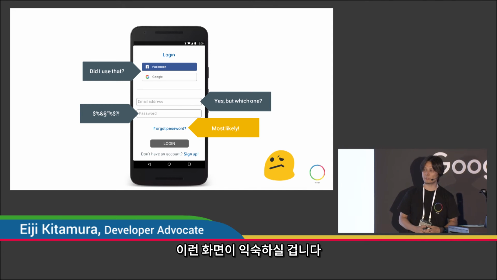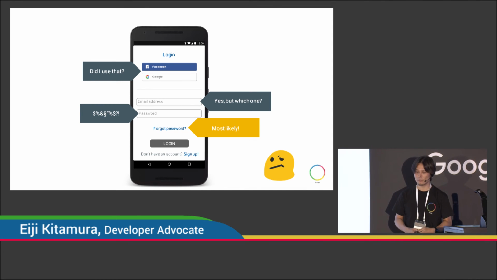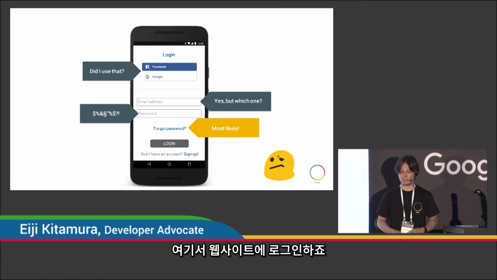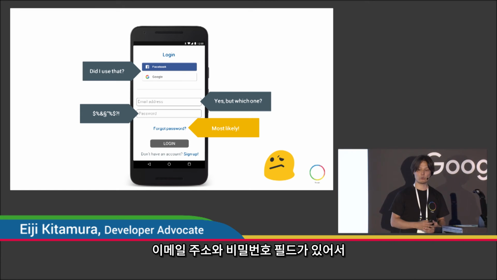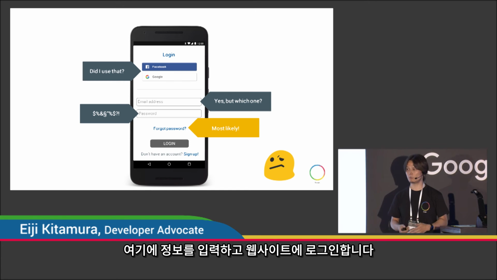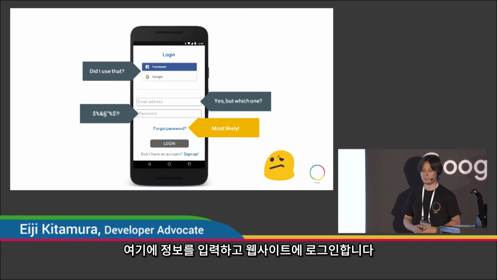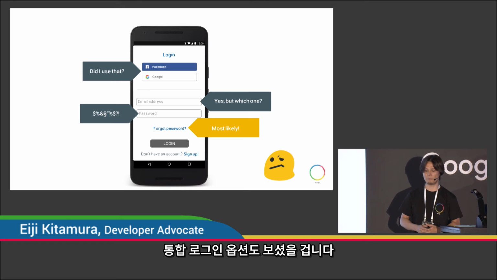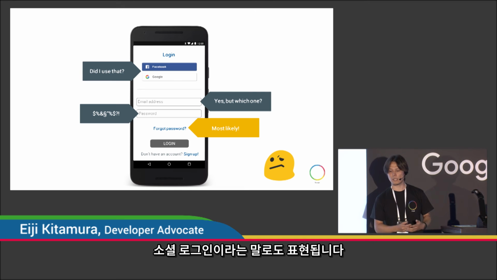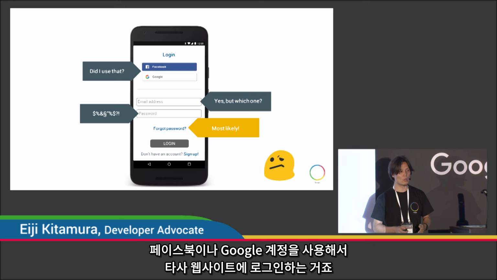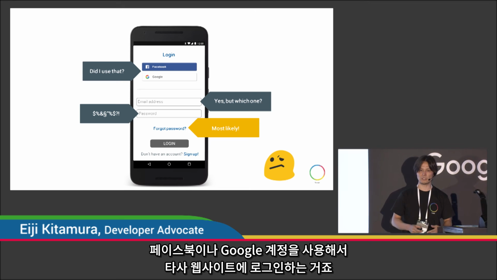You might be familiar with a screen like this. This is where you log in to the website. As you can see, there's an email address and password field, so you can fill them in to get signed into the website. And you also see this kind of option, which is federated login. Maybe you may use other words like social login, like using the Facebook or Google account to sign into a third-party website.